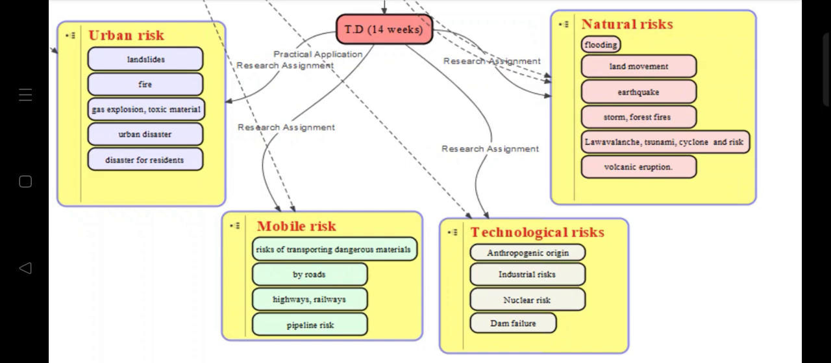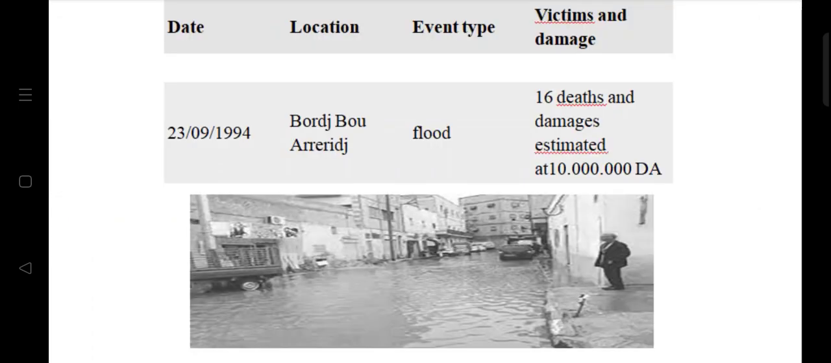of anthropogenic origin. They include industrial risk, the urban risk, landslides, fire, erosion in urban areas, urban disaster, vigilance, meteorological like gas explosion, toxic material, and then the last one, the risk of transporting dangerous material by roads or highway and the railways. Due to its geographical location and the hazards to which it's exposed, Algeria is exposed to several important natural risks that require adequate crisis management.